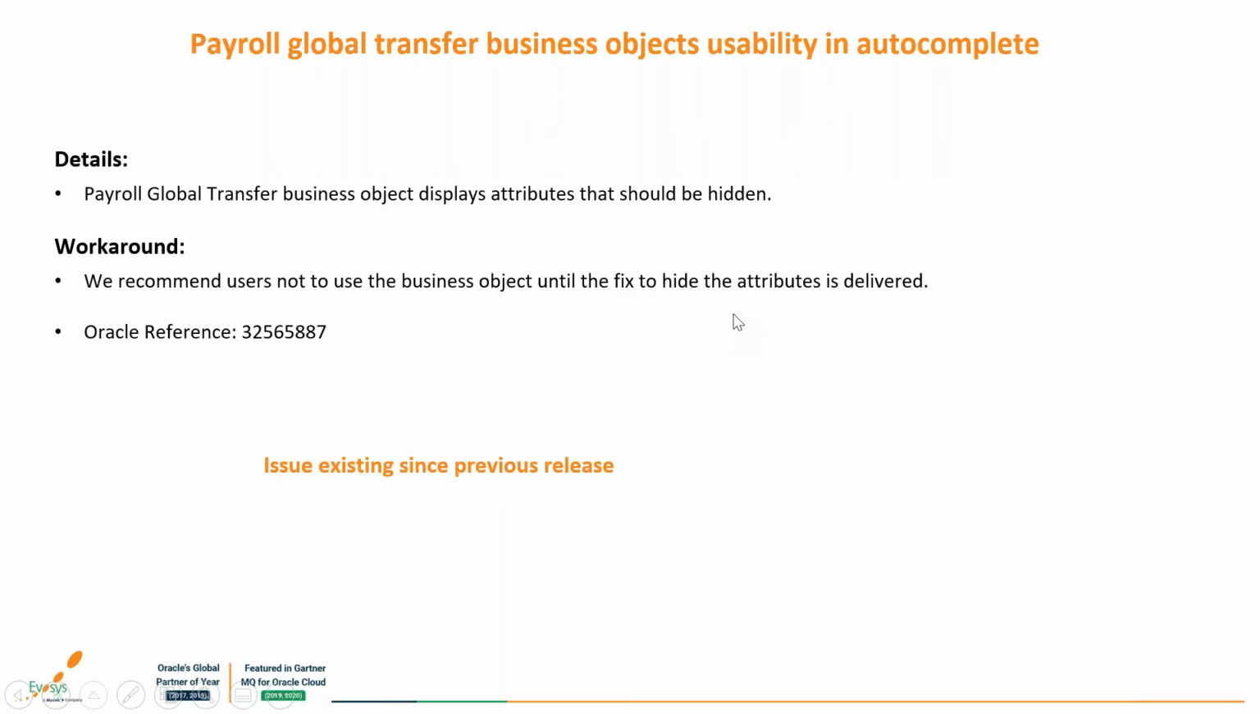The next is payroll global transfer business object usability and autocomplete. The payroll global transfer object is displaying some attributes that ideally should not be displayed, they should be hidden. Currently, Oracle has suggested not to use the payroll global transfer object unless absolutely necessary, because they're still working on a fix for this.